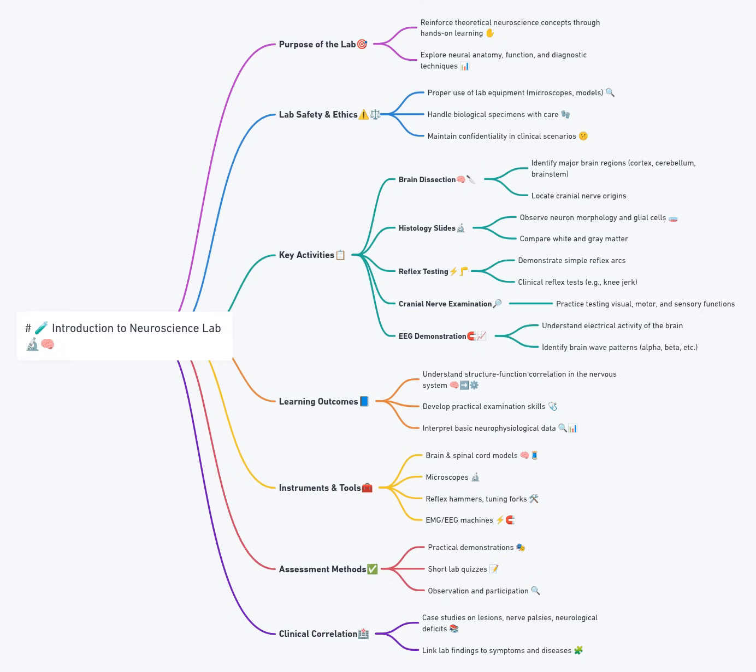In summary, this introductory neuroscience lab will orient you to the gross anatomy of the central nervous system, introduce key anatomical relationships, and begin to develop your dissection, observation, and clinical correlation skills. Let this session be a gateway into the intricate and awe-inspiring architecture of the nervous system.